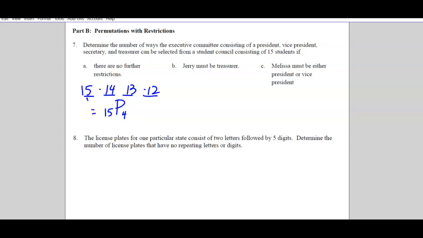So this would be, I don't know, president, vice president, secretary, treasurer. So 1, 2, 3, 4. Treasurer has to be Jerry. There's only one Jerry. We don't have multiple people. Even twins are not the same person. Okay, so there's one Jerry, and then we use one of the 15 people up. So we have 14, 13, 12. So this is really the arrangements of Jerry, 1P1 if you want to show it. You don't have to. And then 14 arranging 3 of them.